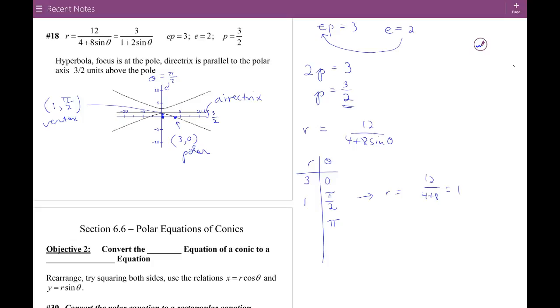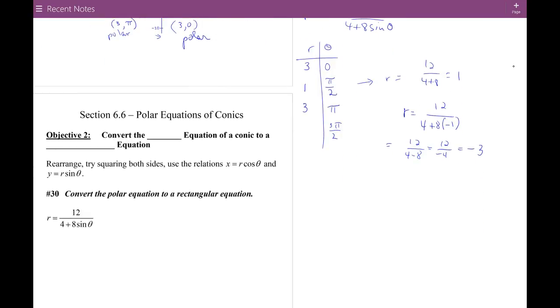Okay, so then if we do pi, sine of pi is 0, so you get r equals 3 again. So that's going to give you this symmetric point on the other side of the pole. So when the angle is pi, the distance away from the center is 3 in polar coordinates, remember, positive 3. Okay, and then the last point I want to plot is when theta is 3 pi over 2, then the sine is negative 1. So I'm going to get 12 over 4 minus 8, or 12 over negative 4, which is negative 3. So when I go to the angle of 3 pi over 2, then I go negative 3 through the pole, and I find the other vertex. And then you can draw the hyperbola.